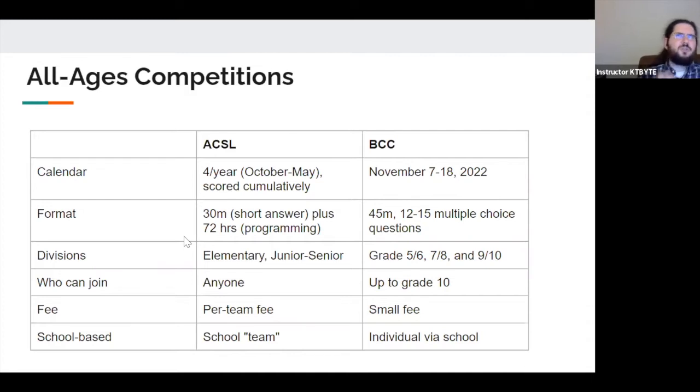ACSL is designed around a concept that there is a school team, but the actual participation is individual, except for an end-of-year contest called the All-Star Contest that you do participate in as a group. So it's an interesting mix of a team environment, but a lot of the actual participation is individual during the 4 contests per year. And you would register through the team, and Katie Byte has several teams. The BCC is individual participation, but you still need to go through a school to do that. So we'll see a few more details about those, but that's the breakdown of the essential facts.